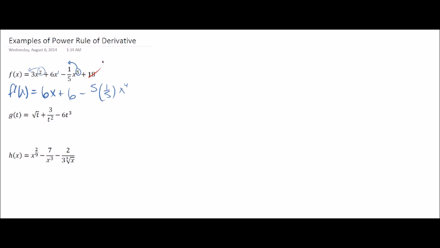We can disregard the constant. And again, I'm just going to go ahead and simplify this. Just reduce to 1. And my final answer here is going to be f prime of x is equivalent to 6x plus 6 minus x to the 4th power.